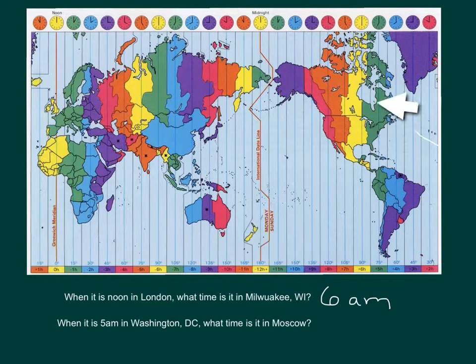And so from D.C., again, I want to try and avoid this pesky international dateline. So I'm going to go from this green clock, and I'm going to count forward until I get to Moscow. So it is 5 a.m., so here we go, 6 a.m., 7 a.m., 8 a.m., 9 a.m., 10 a.m., 11 a.m., 12 p.m., and now 1 p.m. for Moscow in this purple time zone here. So the answer is 1 p.m.